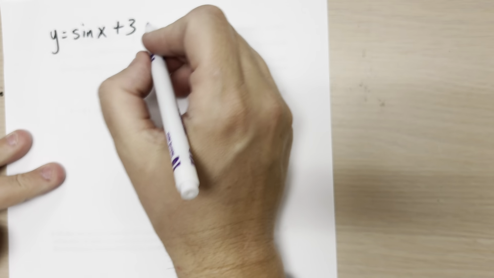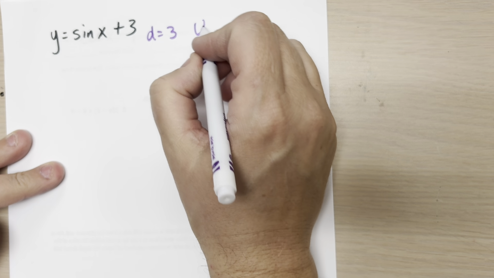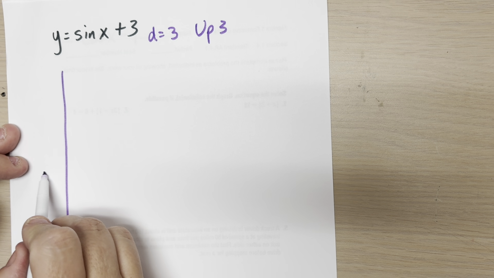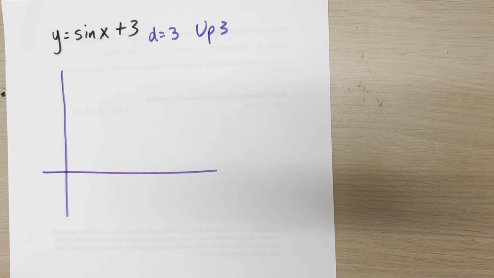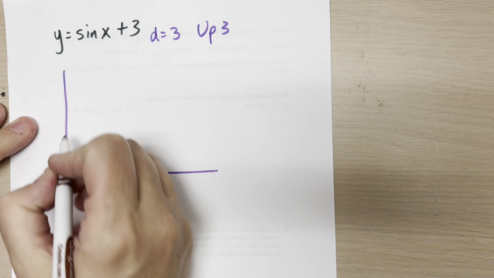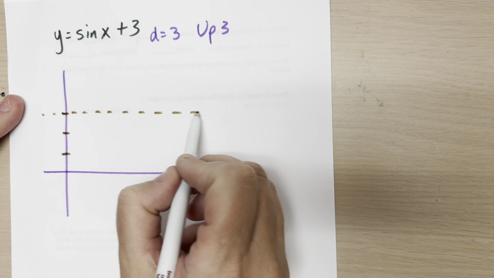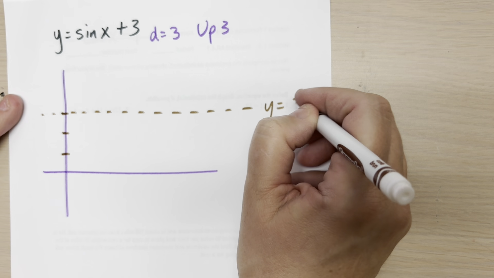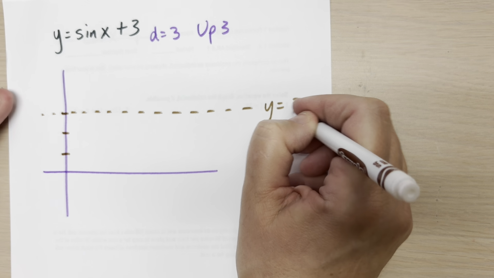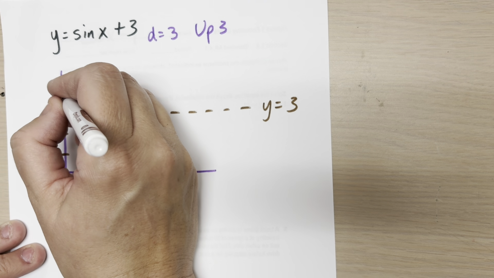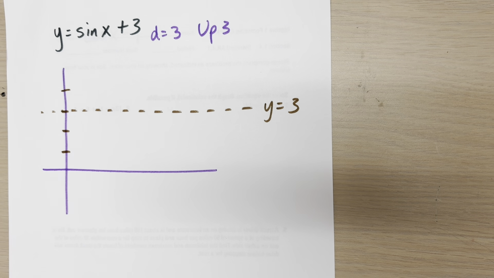As we're thinking about this, this is a D value of 3. That means we're going to be going up 3 from where we normally are. So normally we might be here, but we are going to shift up 3. So we're going to go up 1, 2, 3. I'm going to go ahead and make a dotted line here. Y equals 3. That's my new midline. Normally that's at the axis, but we're shifting up. Now remember the max and min values of sine. We're going to be going up 1 as well as down 1.